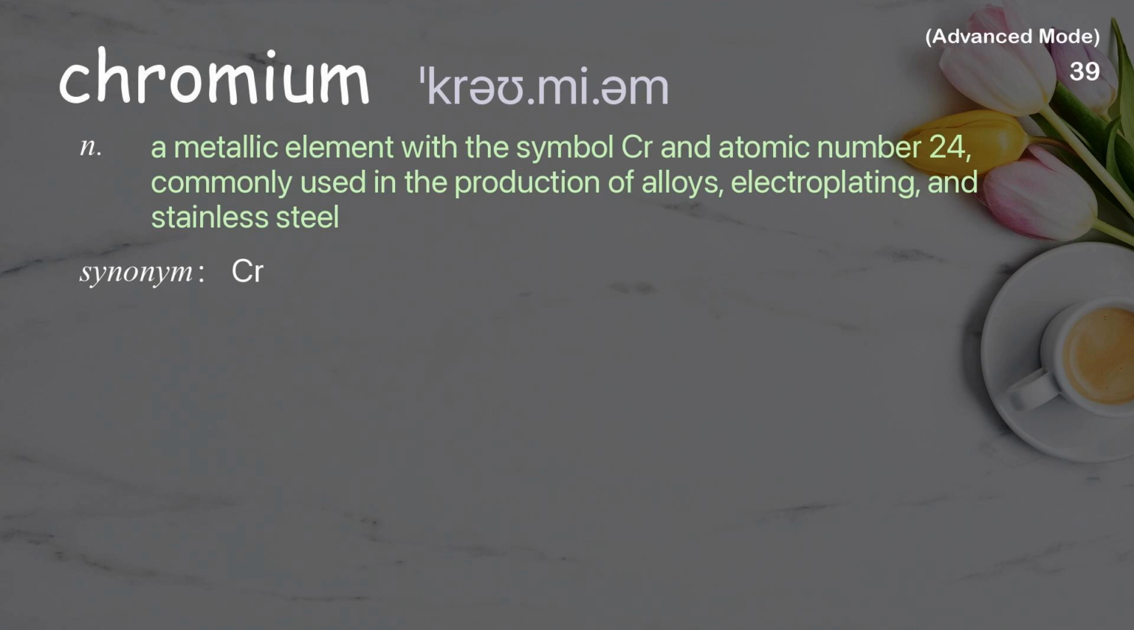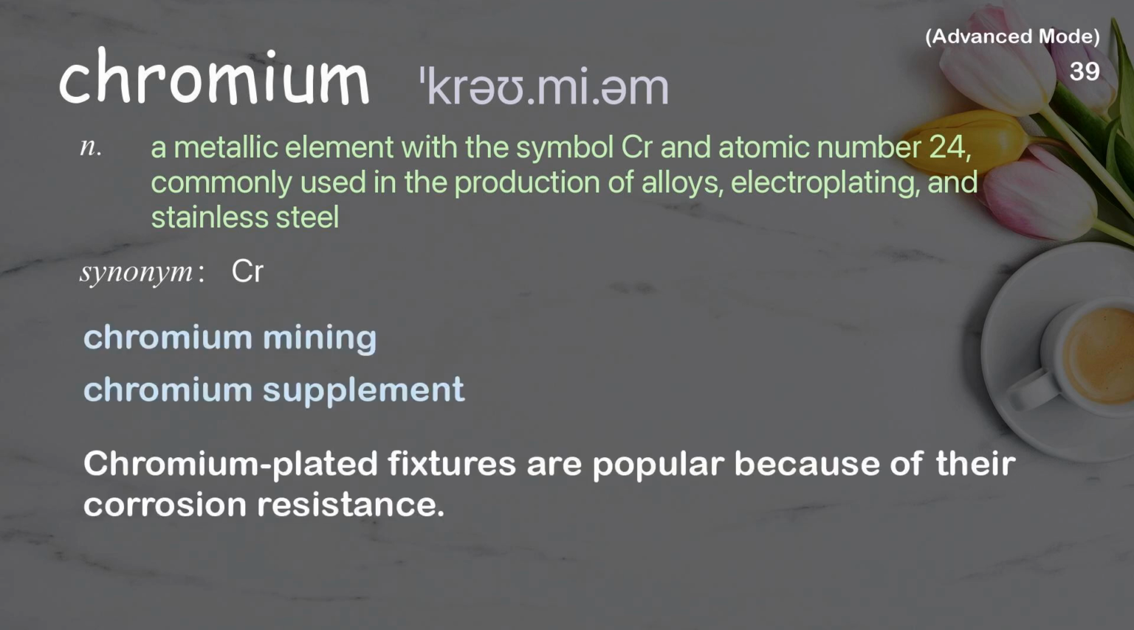Chromium. A metallic element with the symbol Cr and atomic number 24, commonly used in the production of alloys, electroplating, and stainless steel. Examples: Chromium mining. Chromium supplement. Chromium-plated fixtures are popular because of their corrosion resistance.